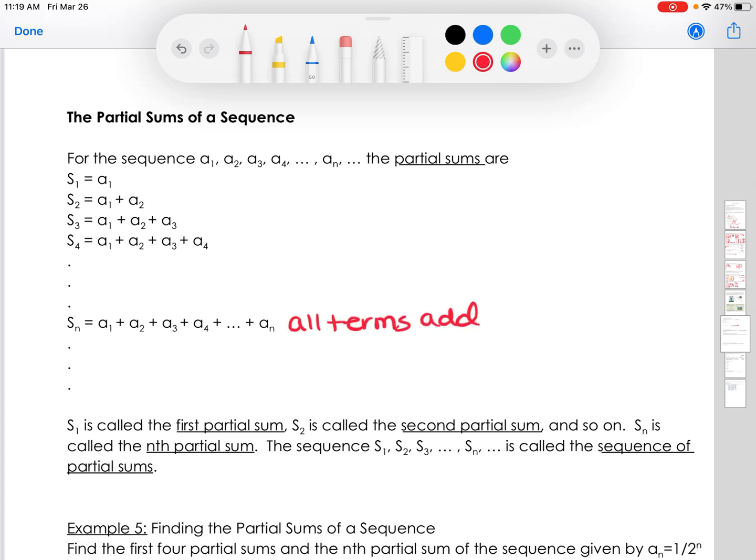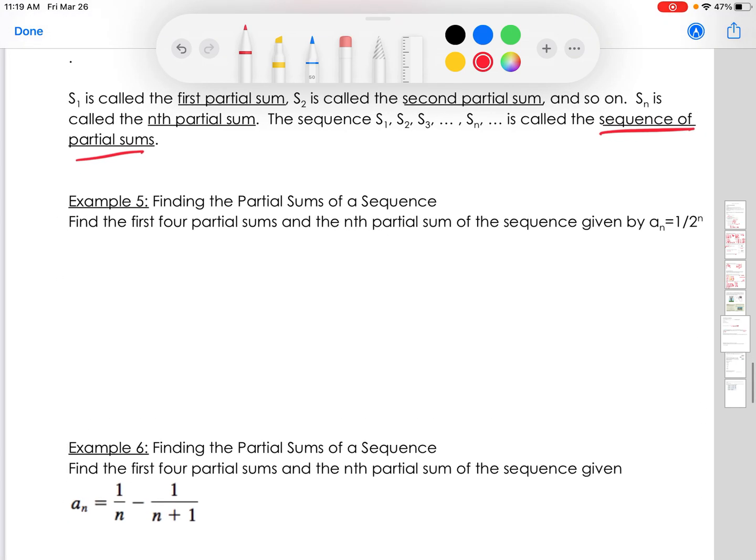Okay. So S sub 1 is called the first partial sum. S sub 2 is called the second partial sum, and so on. So it's the nth partial sum by the time we get to S sub n. And this sequence is called the sequence of partial sums. They didn't really reach too far with a name there.